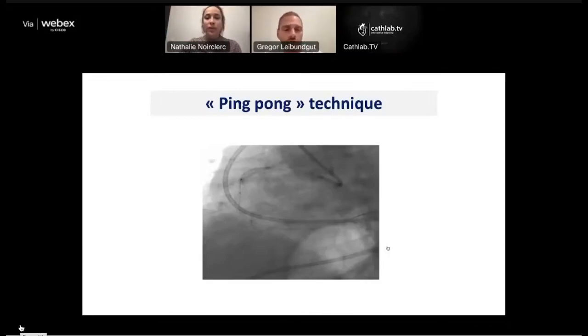You said you used the right radial, but you can also use the left radial. Was it impossible because you never do it, or because the patient was in cardiopulmonary resuscitation? So I think you go femoral. When it's an emergency, femoral is very quick. It takes a few seconds.